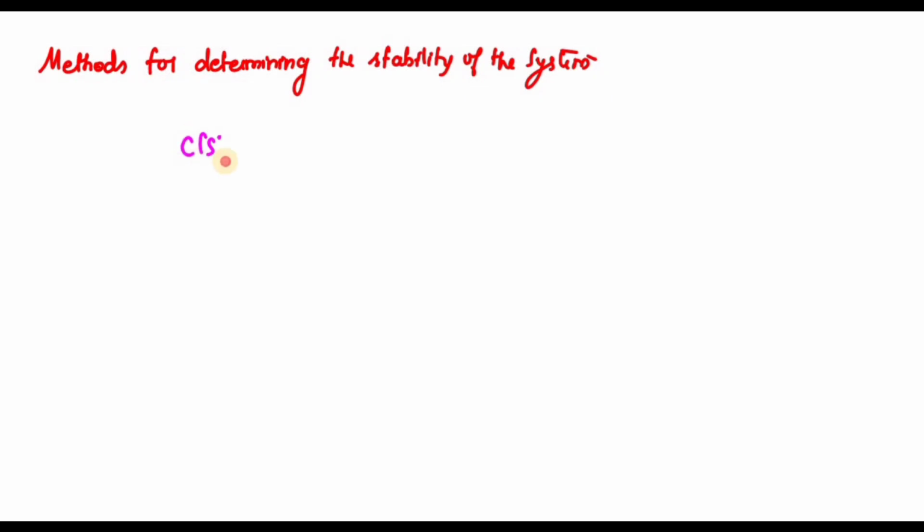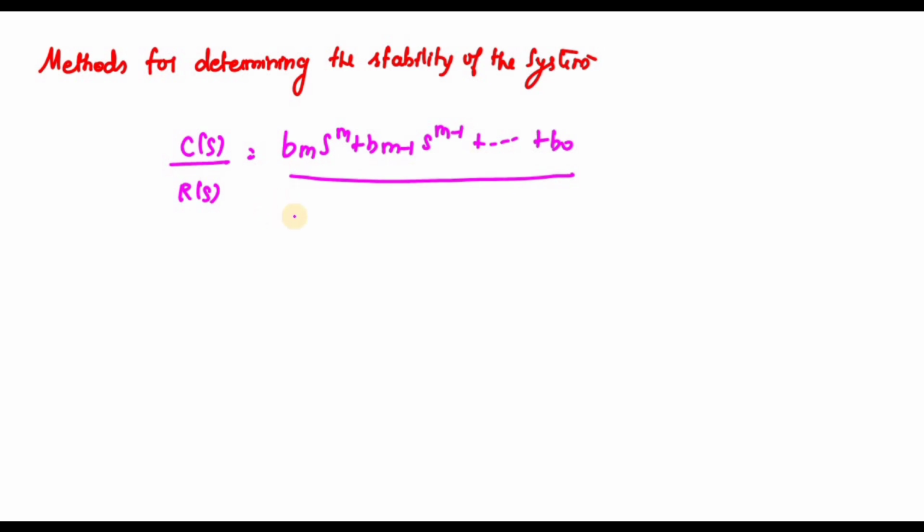Welcome to another video lecture on control systems. In this video, we are going to discuss the methods for determining the stability of the system. There are several methods available. First, let us discuss what the transfer function is.